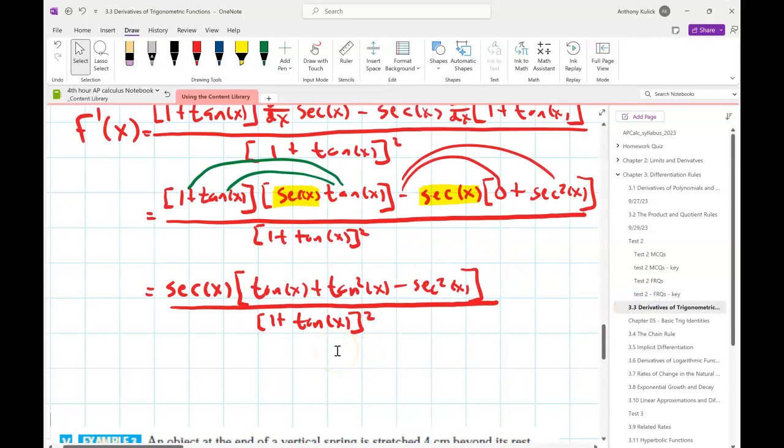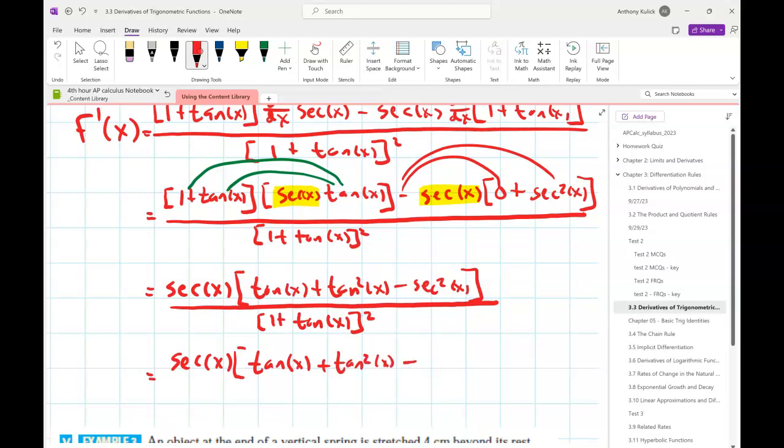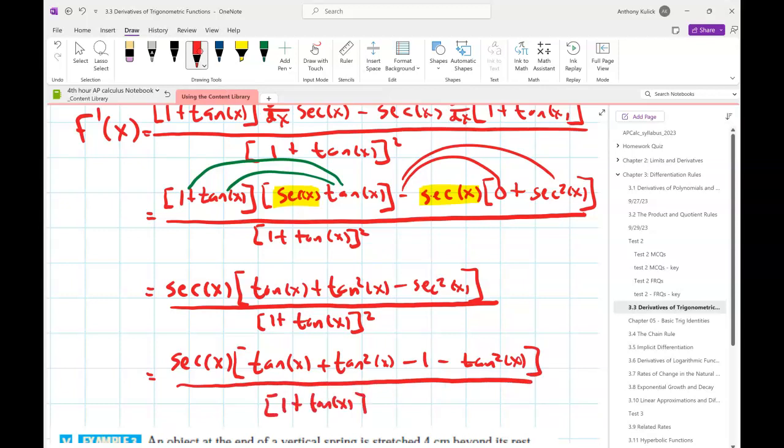Okay, so if I do that, if I substitute secant squared for 1 plus tangent squared, I got to make sure I distribute that negative sign through the whole thing. But if I do that, some nice stuff starts to happen. And now I'm left with just a single trig function in that other factor, right?